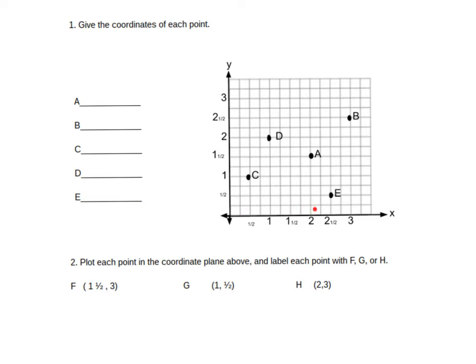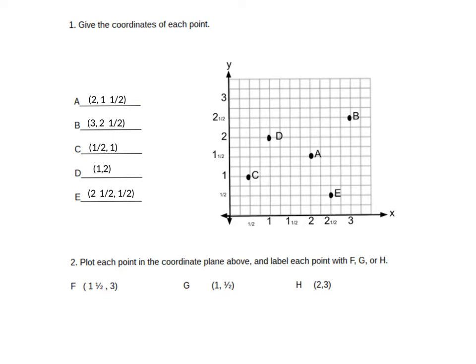A is over 2 up 1.5. That looks like this. B is over 3 up 2.5. That looks like this. C is over 1/2 up 1. That looks like this. D is over 1 up 2. That looks like this. And E is over 2.5 up 1.5. That coordinate pair looks like this. Those are the coordinates of each of those points.